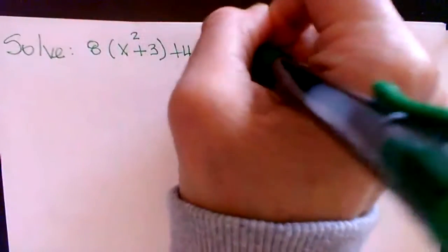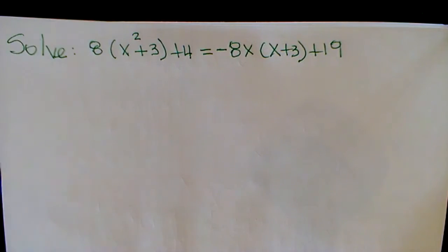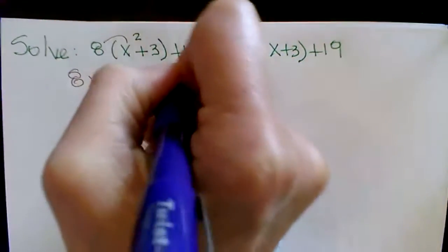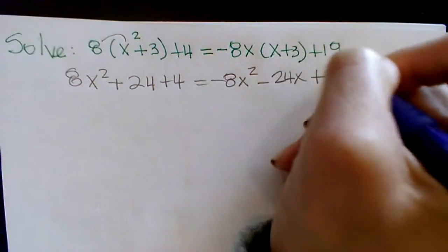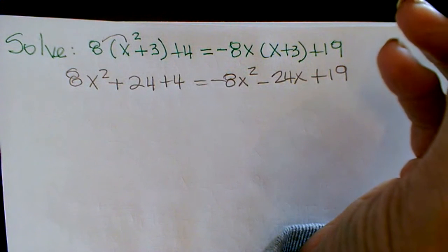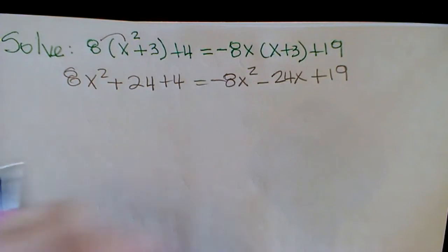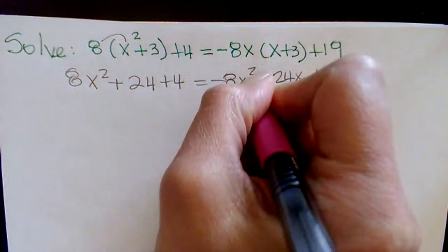We have 8x to the second plus 3 plus 4 equals to negative 8x, x plus 3 plus 19. Okay, so let's distribute this. This is 8x squared plus 24 plus 4. And what do we have here? X squared minus 24x plus 19, right? So now we are going to make a 0. There we go, right? I'm gonna make another 0 here.